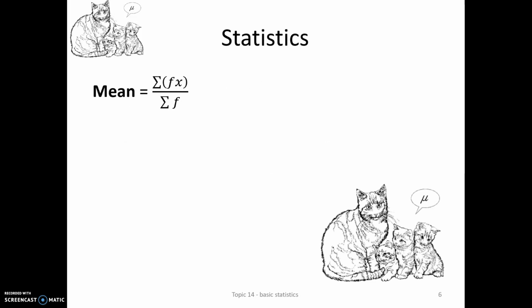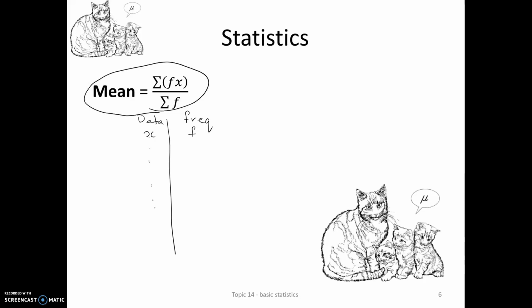If we've put the information in a table, for example, we might have our data, and then we might have the frequency of that data. So this would be X and this would be F. Then this would be the form that the formula would take.